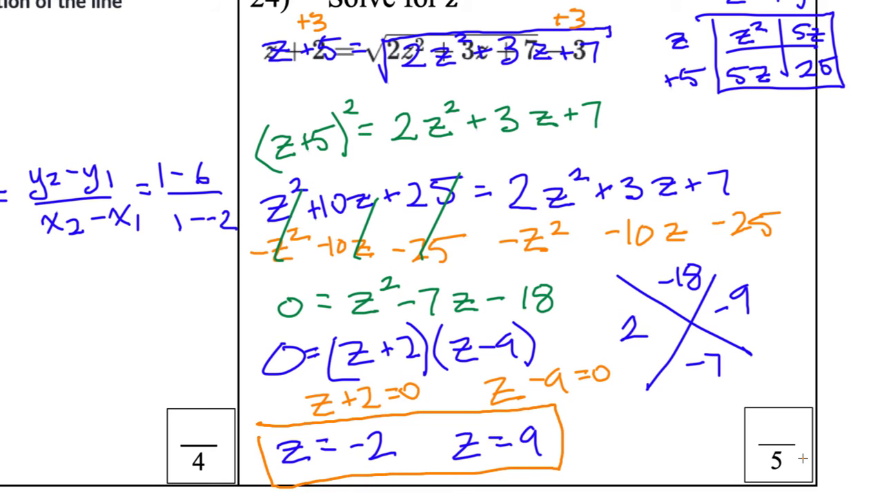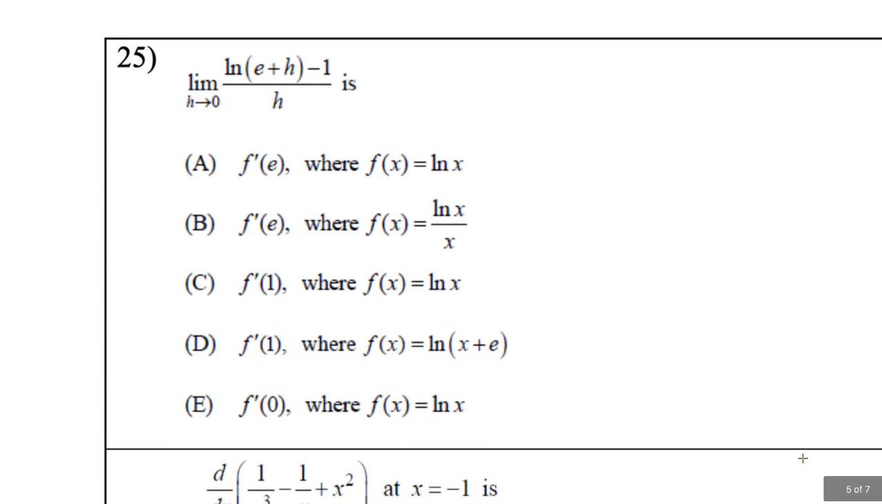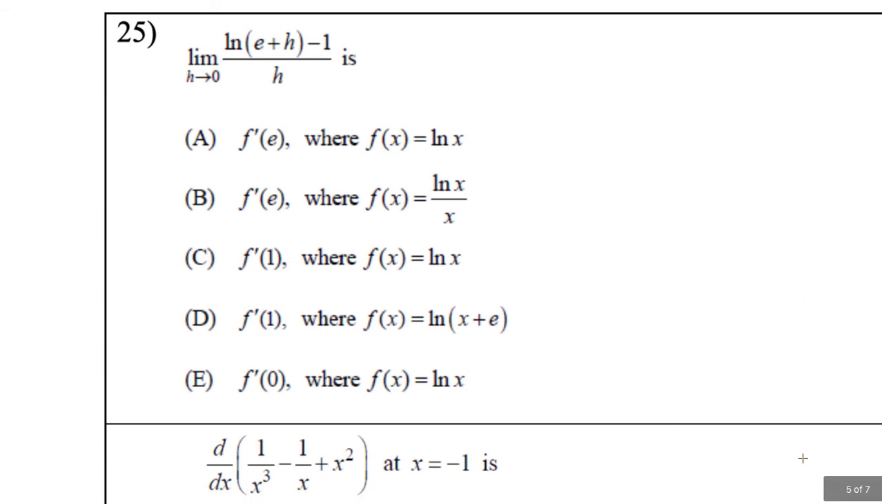The reason that there are weird points in the bottom right is I copied and pasted from your test. This was a test question, or maybe a pre-test question. All right, we are on to the next page. Page number 5.